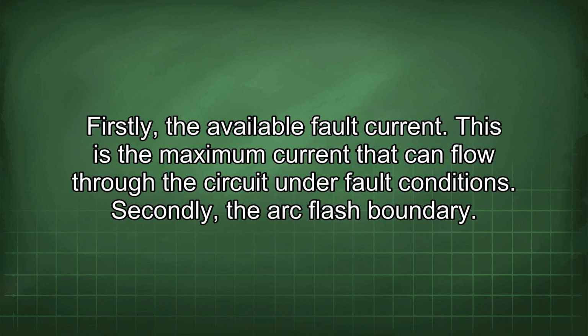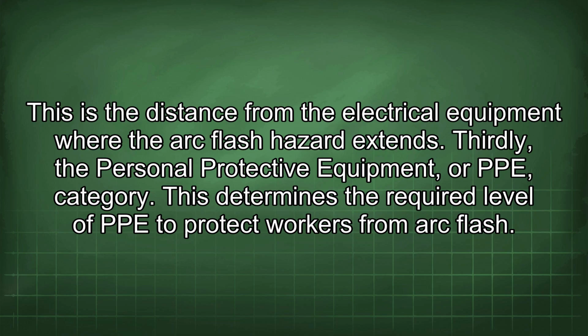Firstly, the available fault current. This is the maximum current that could flow through the circuit under fault conditions. Secondly, the arc flash boundary. This is the distance from the electrical equipment where the arc flash hazard extends. Thirdly, the personal protective equipment, or PPE category. This determines the required level of PPE to protect workers from arc flash.